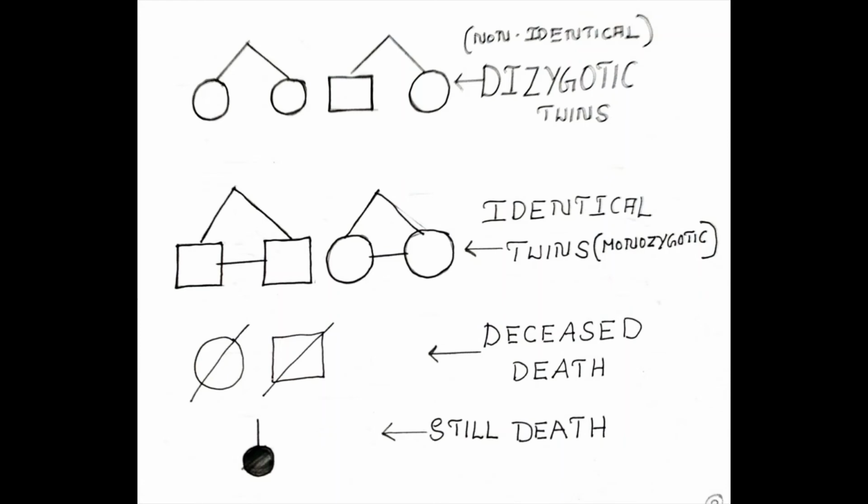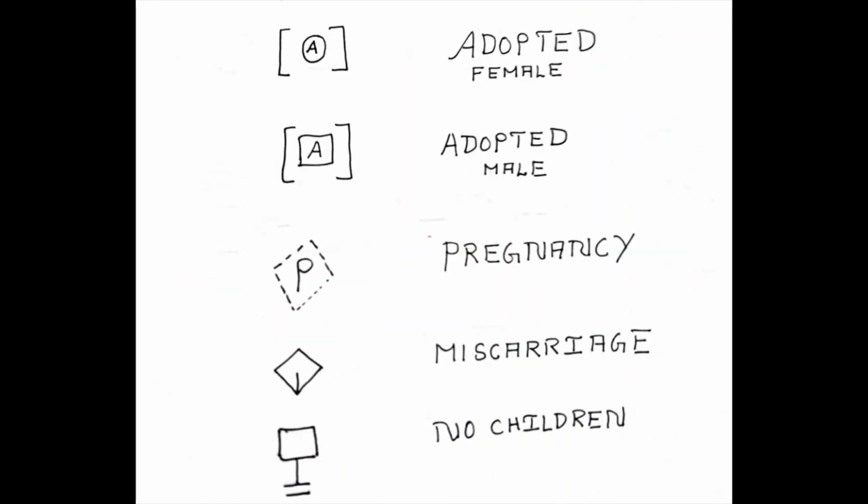Observe this page. In the first row, dizygotic twins, fraternal twins, non-identical twins. So twins may be two daughters, or one son and one daughter, or two sons. And in the second one, you are observing identical twins, monozygotic. There is a line. And next one, death: a circle with a slant line or a square with a slant line. And the last symbol indicates stillbirth.